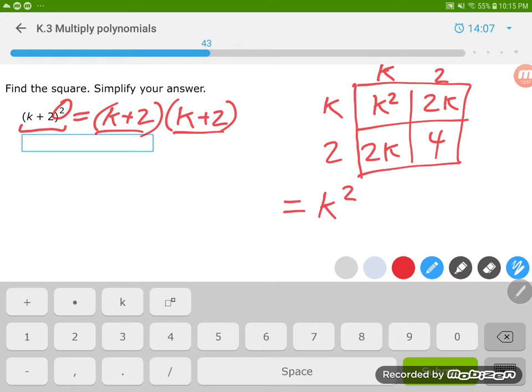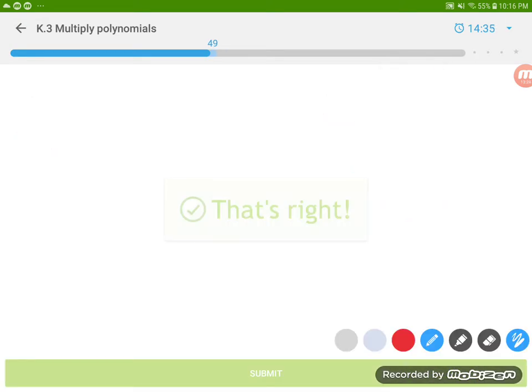And now before I write my 2K, I notice that I have a 2K and a 2K. Those are like terms, they can be added. So I'll have plus 4K. And then my 4 just comes on down, making that my final simplified answer. So K squared plus 4K plus 4. Cool.